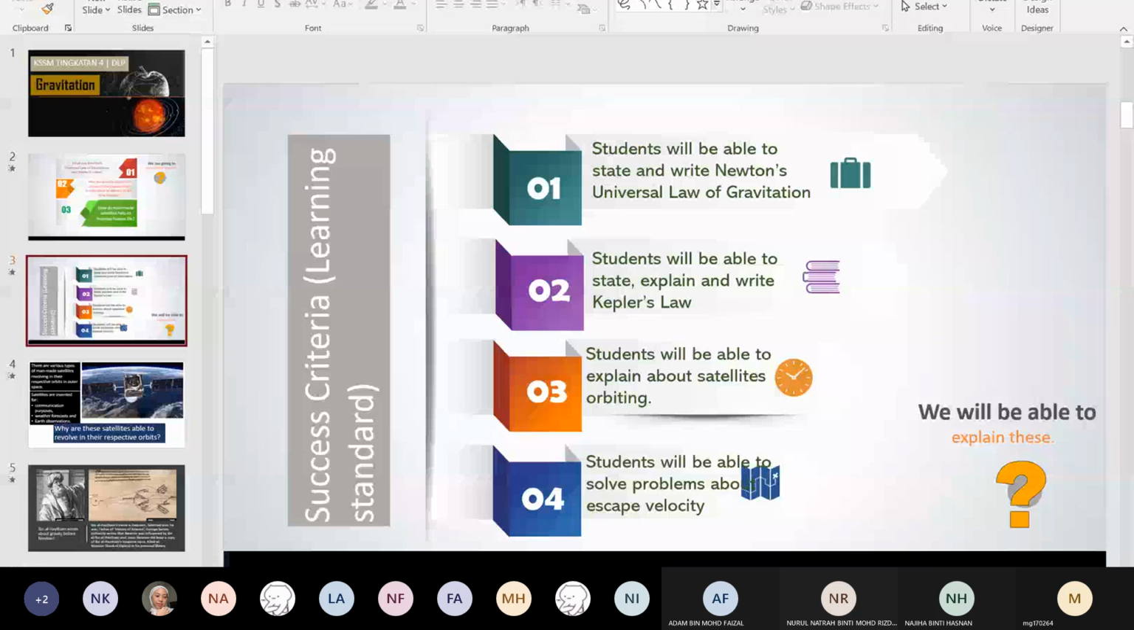The gravitational force is directly proportional to the product of the two masses, but inversely proportional to the square of the distance between the two bodies. Senang je.